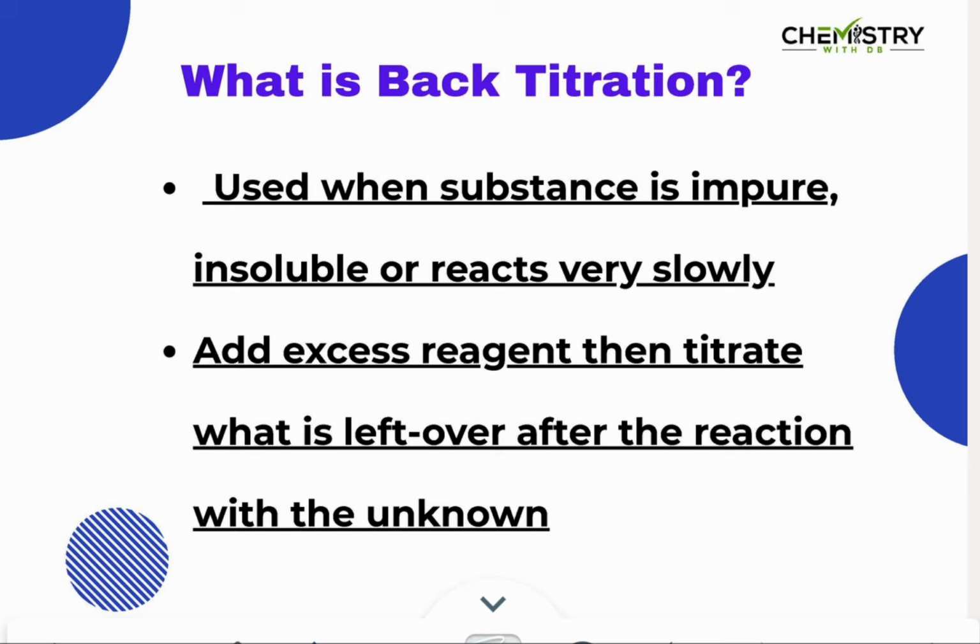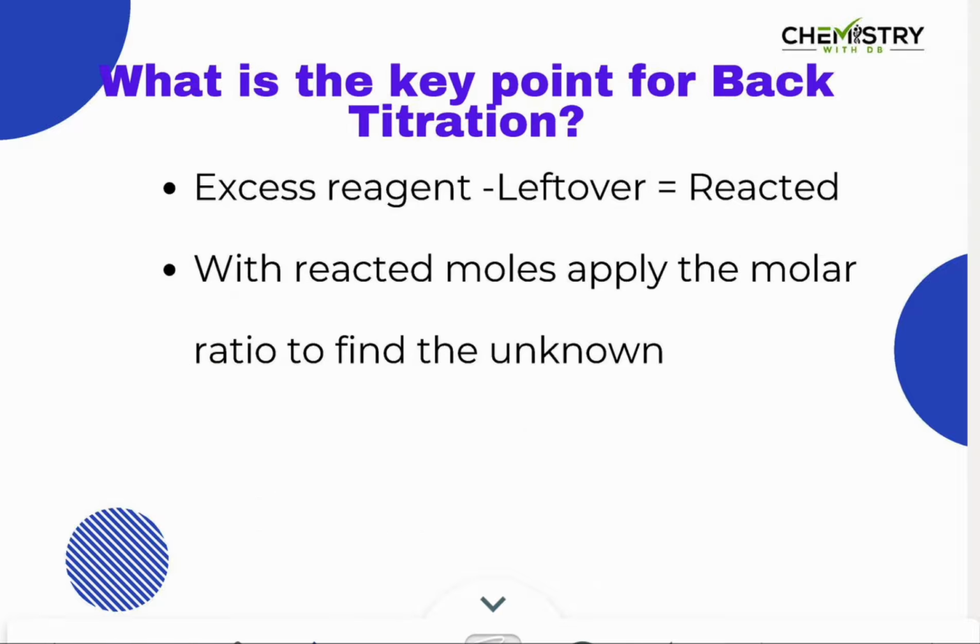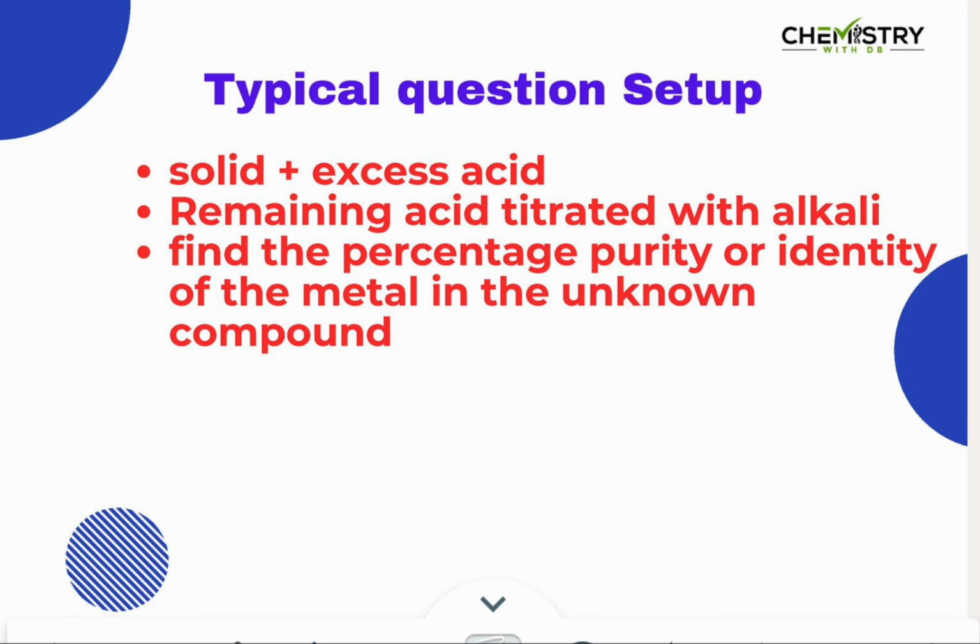So once we find whatever is left over, by deducting it from the excess, we can figure out how much reacted with the substance. Once we know that, we can apply the molar ratio to figure out whatever we are supposed to find, whether it's mass or percentage purity or anything.